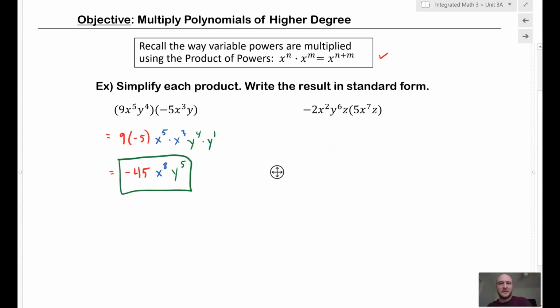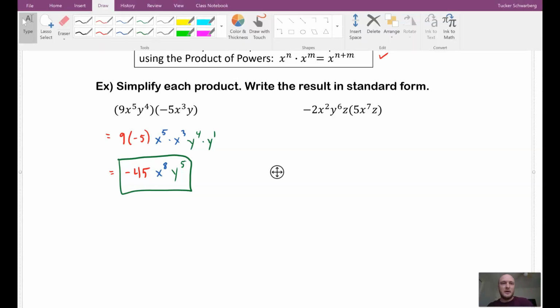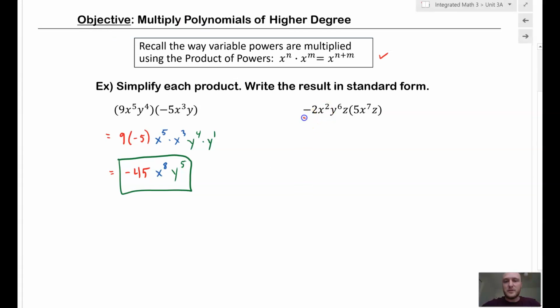All right, let's look at the second example. Again, I'm going to multiply the coefficients, so negative 2 times 5. Now I'm going to group my x's together, so x squared times x to the 7th.